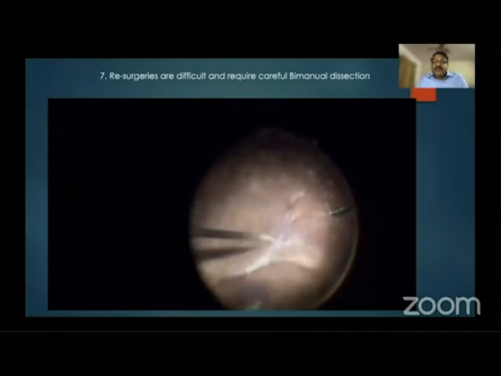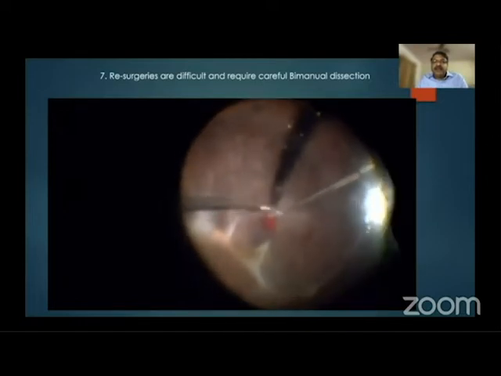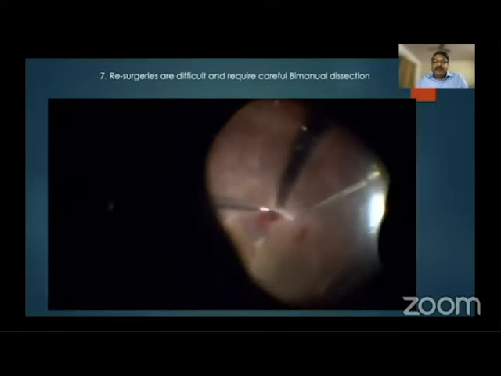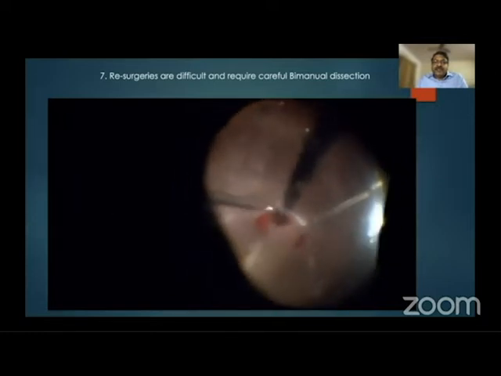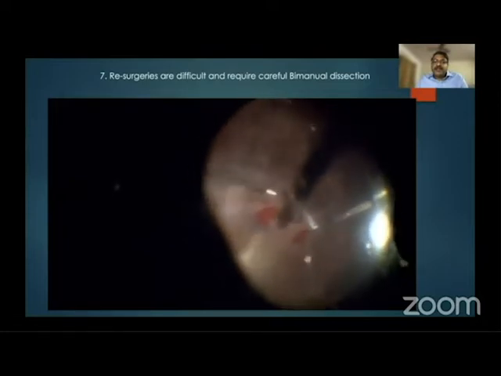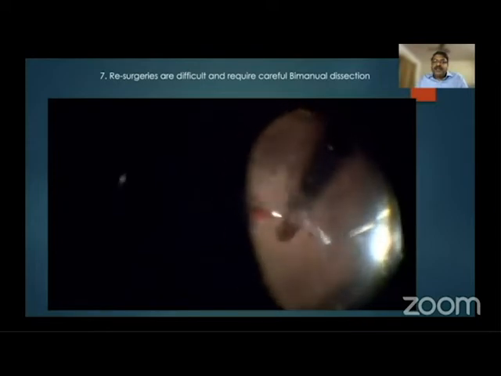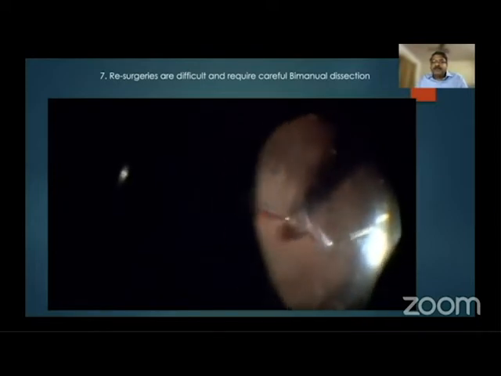So I first identify the cleavage plane with the pick, and then I convert to a bimanual dissection. This is the safest way to ensure that you don't produce any traction on the retina and thus avoid iatrogenic tears while dissecting this membrane.